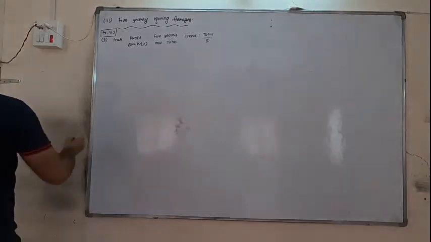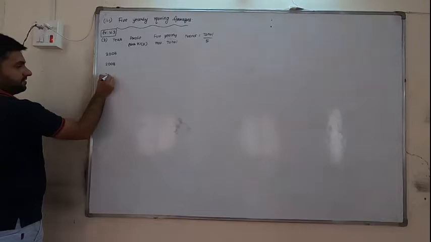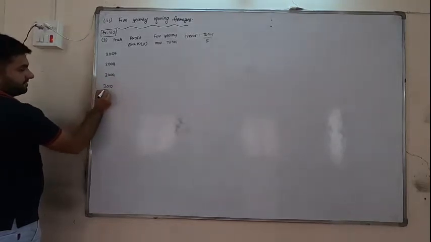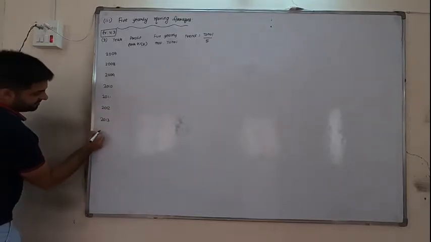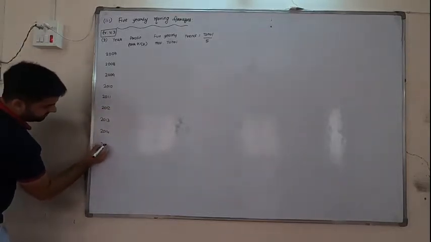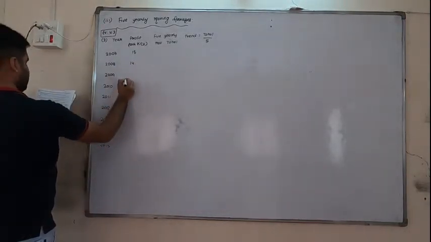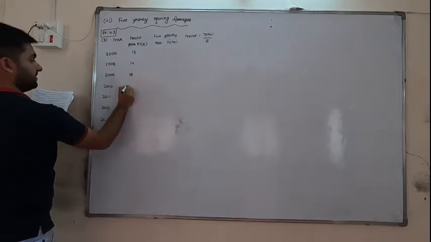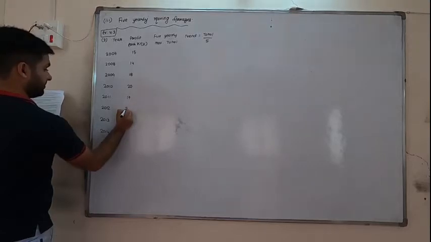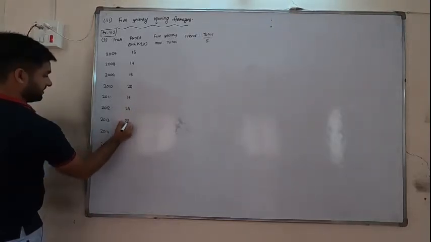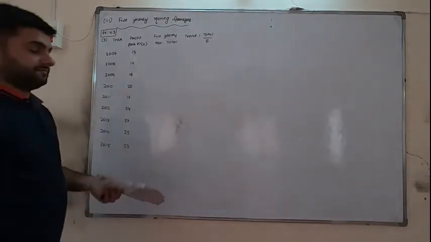2007 to 15. Years 7, 8, 9, 10, 11, 12, 13, 14, 15. Profits: 15, 14, 18, 20, 17, 24, 27, 25, 23.